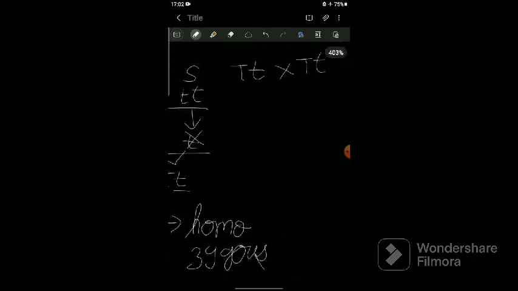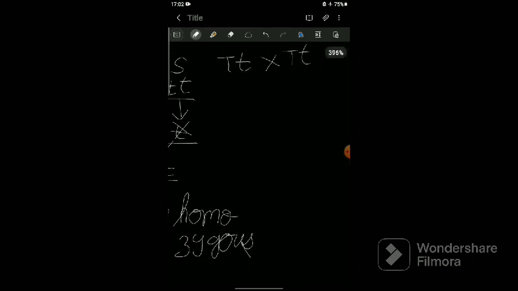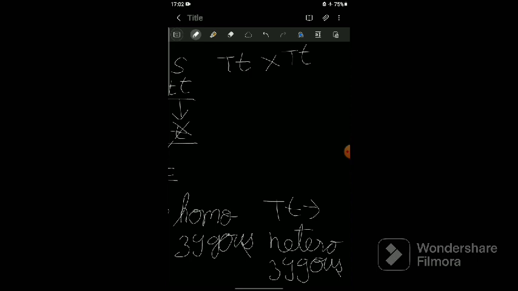But when the situation is such, as in the F1 generation, that is a capital T and a small t, this is called what? Heterozygous. Okay, heterozygous condition. Now in the heterozygous condition there will be two types of gamete, because see, if we divide it into halves, either capital T can be a gamete or a small t can be a gamete. So we are getting what? Two types of gamete.